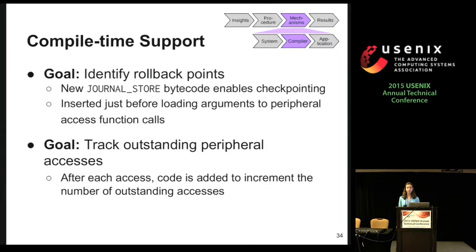the second time through. And this is actually a pretty difficult point in time to detect at runtime in the interpreter, and so instead the compiler walks the abstract syntax tree and inserts a new journal store bytecode to enable checkpointing at all of these different points. Secondly, the compiler inserts code which tracks the outstanding peripheral accesses by incrementing a counter of outstanding accesses. And this is the same counter that's decremented on the previous slide, as I mentioned.